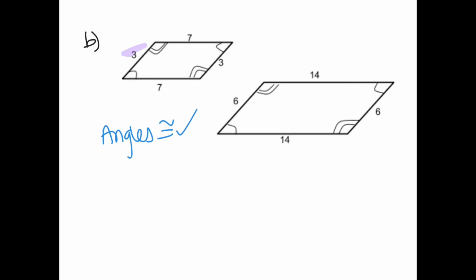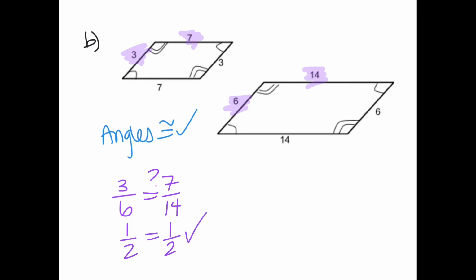If I check this 3 with the 6, that will be my first fraction, my first ratio. We need that to be equal to this 7 over 14. The question is, do those fractions equal each other? And we can simplify them. 3/6 is 1/2. 7/14 is also 1/2. So they do equal each other, so they are proportional.